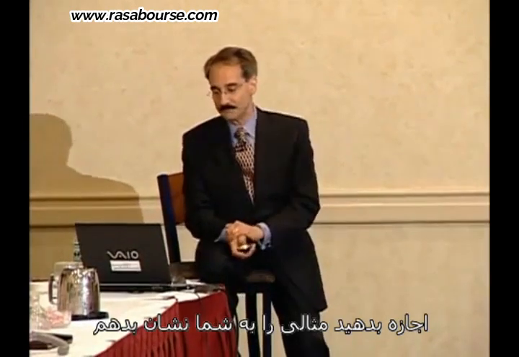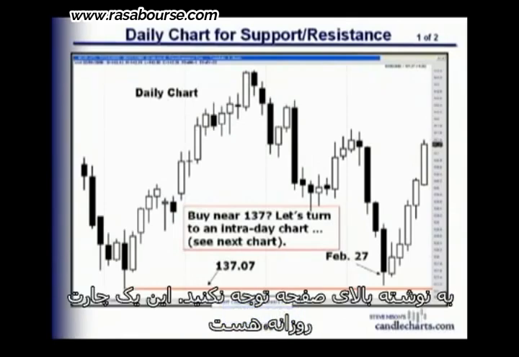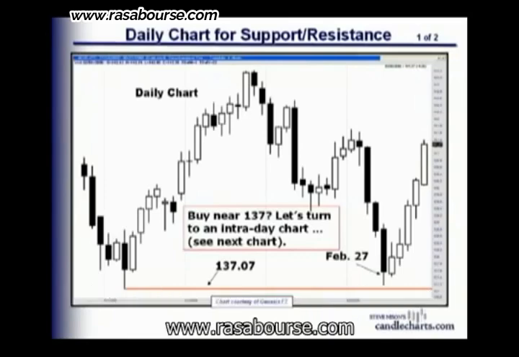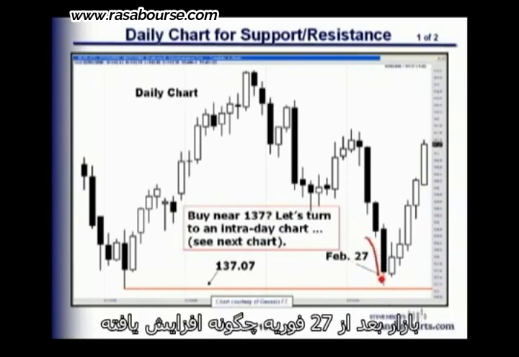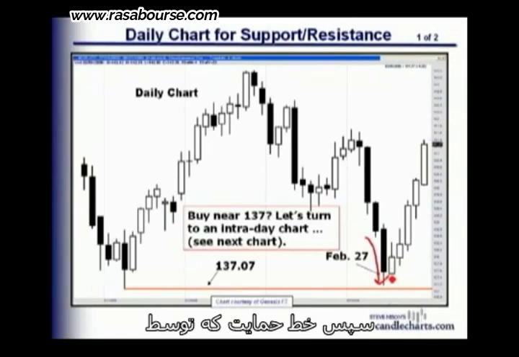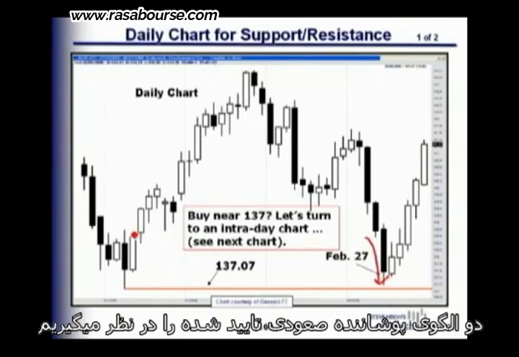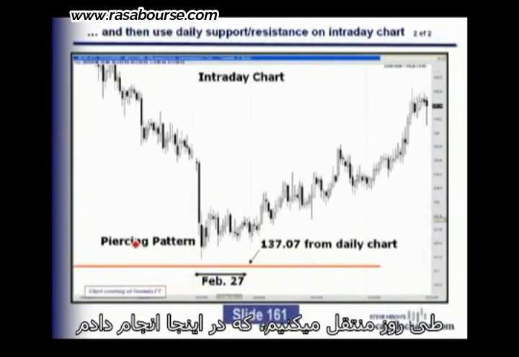And let me show a case in point. Don't worry about the text up there. This is a daily chart, and on February 27th, the market is pulling back to a support level. Look how the market rallied after the 27th. What we're going to do is look at February 27th on an intraday chart. I've taken that red line from the support area, marked by the two bullish engulfing patterns, at 137.07 and thrown it onto an intraday chart, which I did here.